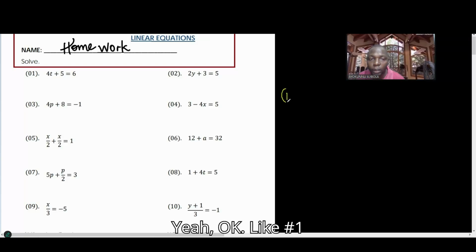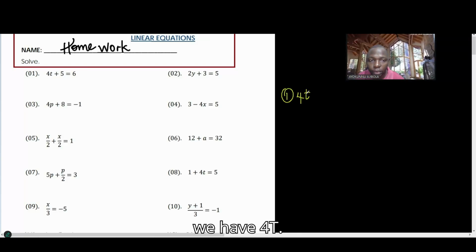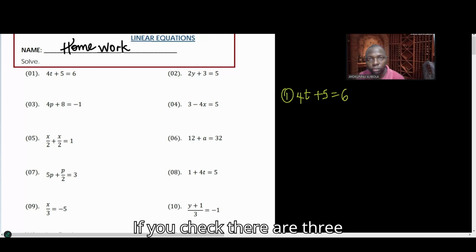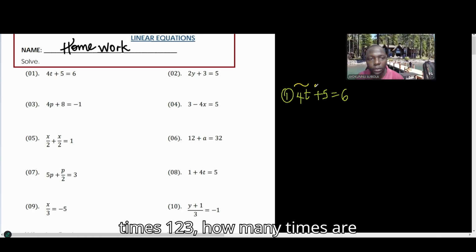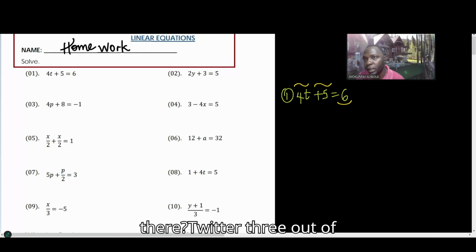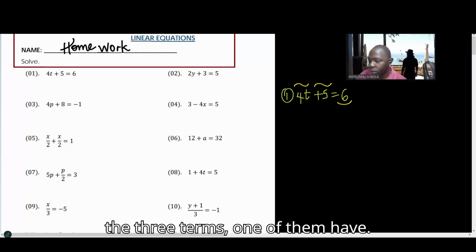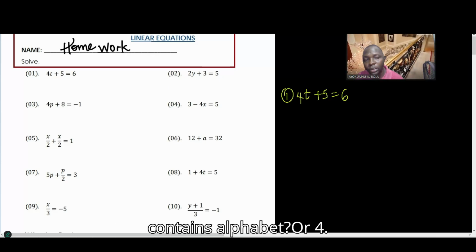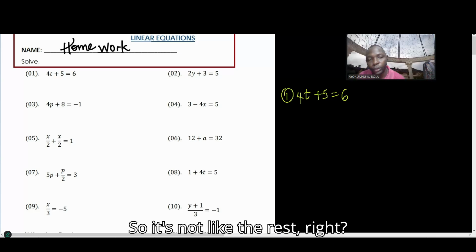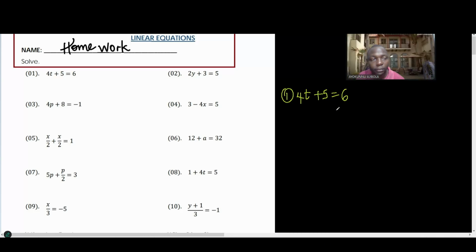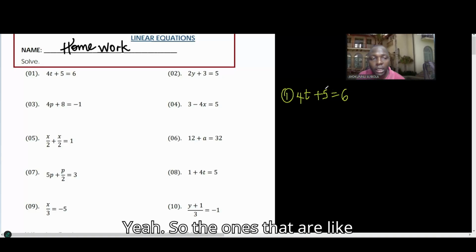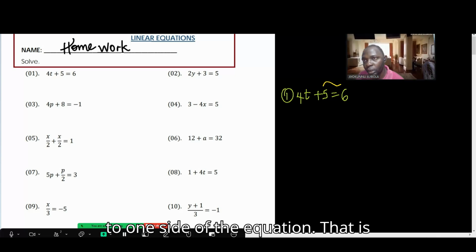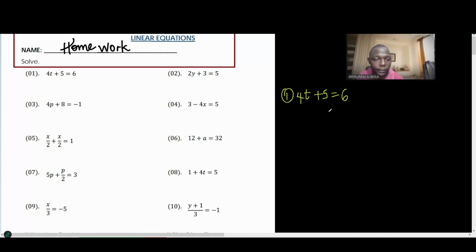Like number 1, we have 4t plus 5 equal to 6. If you check, there are 3 terms: 1, 2, 3. Out of the 3 terms, one of them contains an alphabet, which is 4t. So it's not like the rest. The ones that are like themselves, with no alphabet, I'll take to one side of the equation. That is what we call collecting like terms, okay?